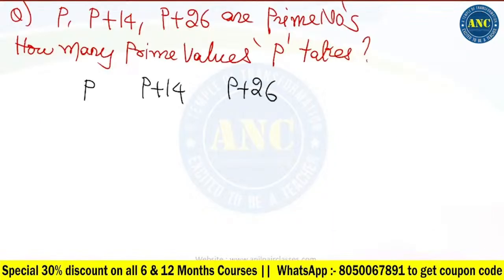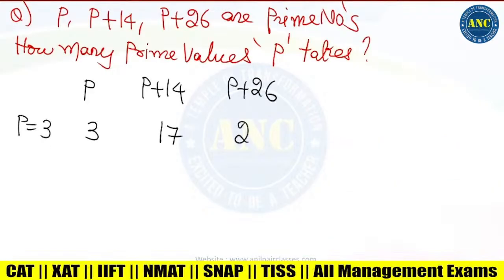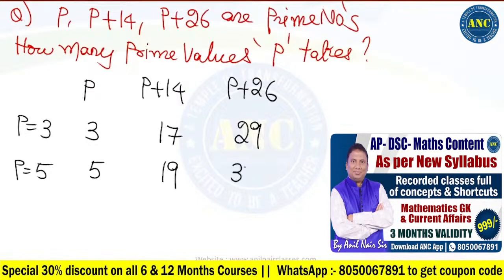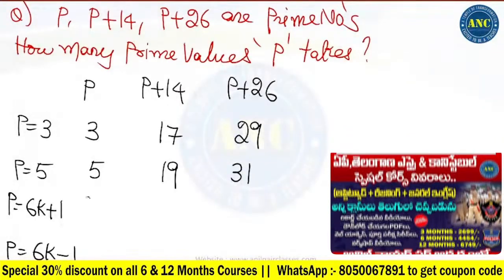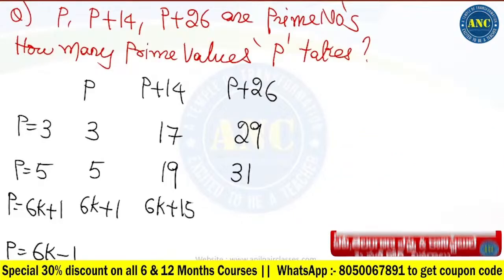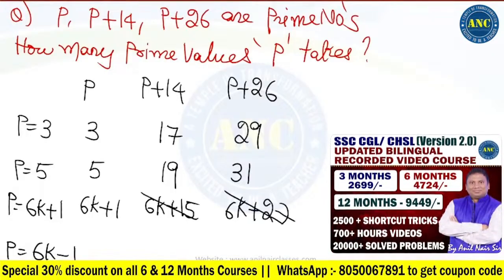The lowest prime number is P equals 3: 3 plus 14 is 17, and 26 plus 3 is 29. Next prime number is 5: 5 plus 14 is 19, and 5 plus 26 is 31. Next, for a prime greater than 5, one is 6k plus 1, another is 6k minus 1. If I take 6k plus 1, then plus 14 gives 6k plus 15, and plus 26 gives 6k plus 27. These are divisible by 3.